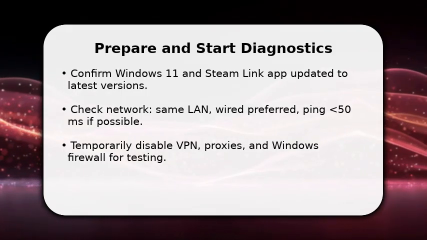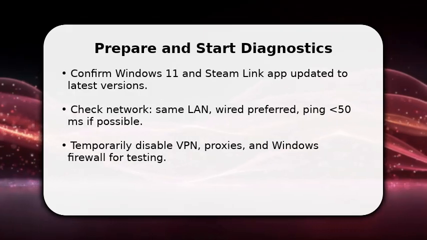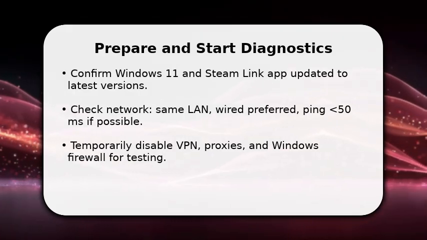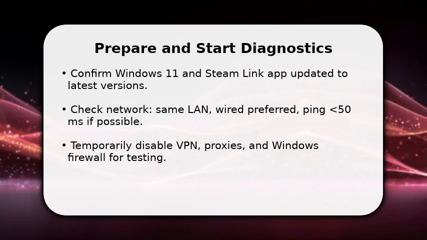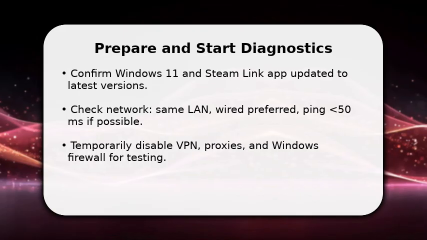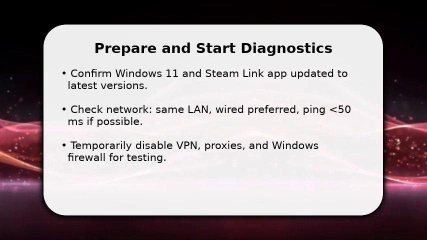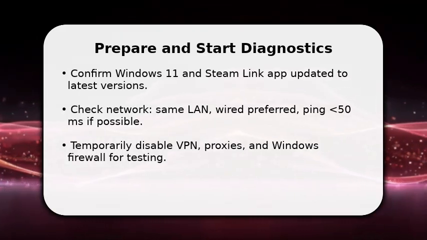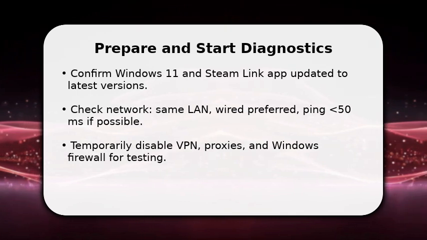Put both PC and client on the same LAN, prefer wired, and run a quick ping to verify latency. Then temporarily disable any VPNs, proxy settings, and the Windows firewall for a short test. This isolates whether a network blockage causes the 451 code.